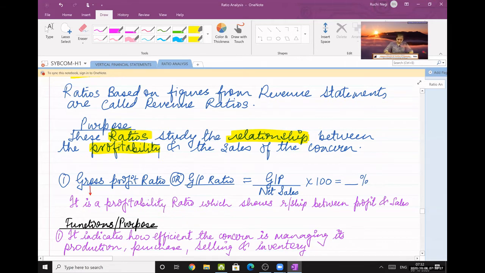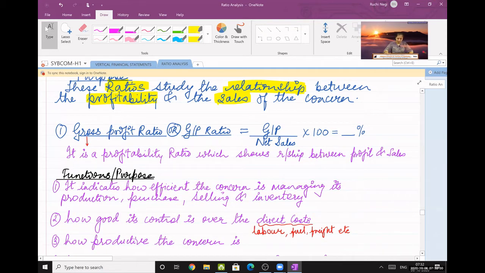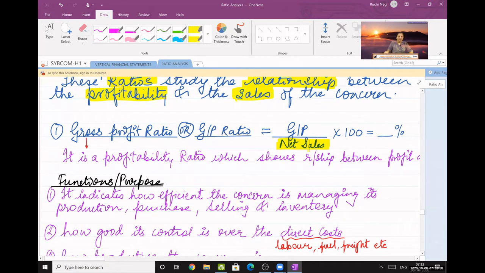The abbreviation is G slash P, GP ratio. What did I tell you there? In all the formulas the denominator will be net sales only, and this 100 element will be common. Only the numerator will change depending on what you are calculating. So what am I calculating? I am calculating GP ratio. So my numerator will have gross profit divided by net sales, because I'm comparing profitability with sales, into 100. Whatever answer you get will be in percentage.